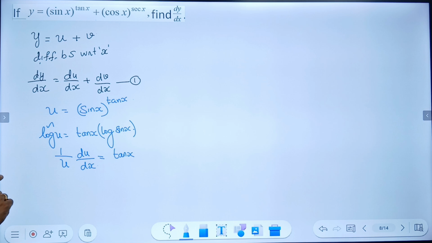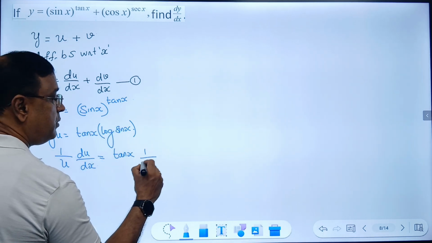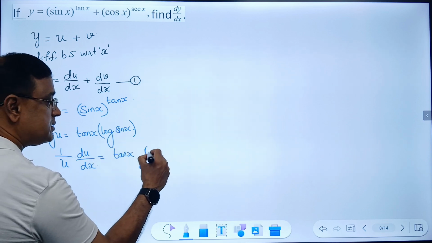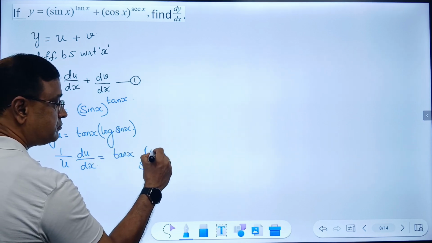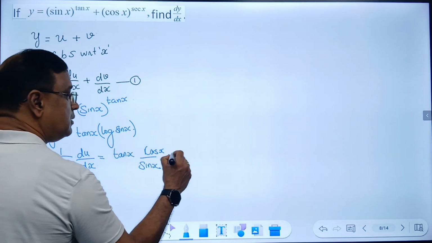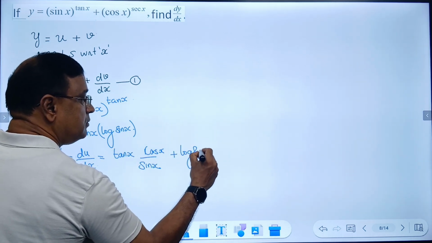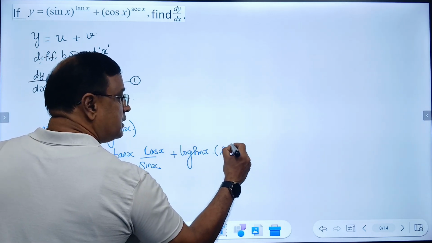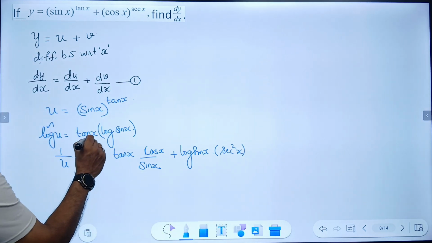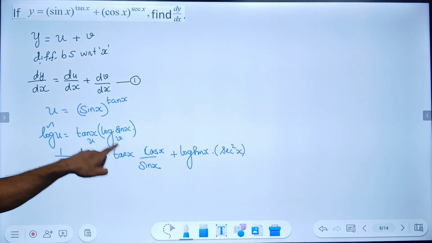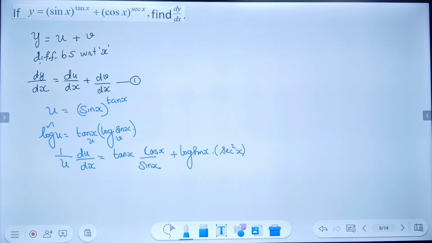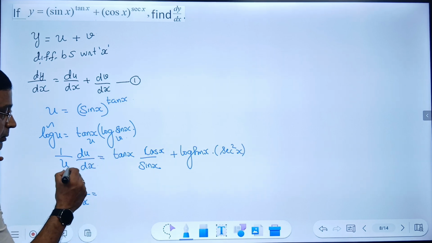what is differentiation of log sin x? Differentiation of log sin x is 1 by sin x, then differentiation of sin x is cos x. Plus log of sin x into differentiation of tan x, which will be secant square x. See this? It is the product rule: u into differentiation of log sin x plus v into differentiation of tan x. Now what is du by dx? I am cross multiplying this, so du by dx will be u times this.